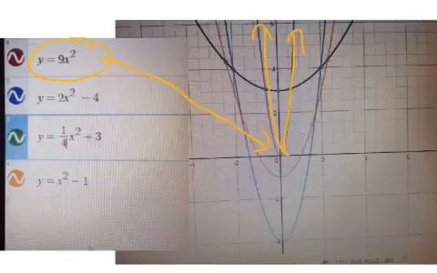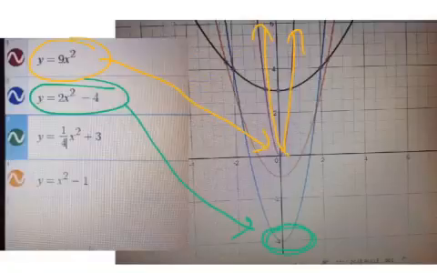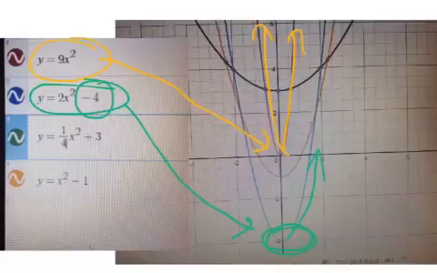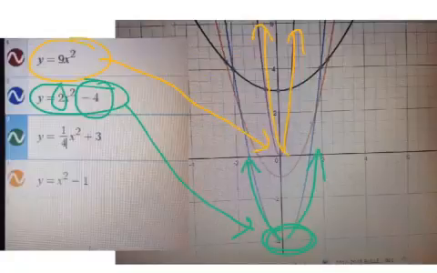Okay? Now likewise, follow the green this time. Look at the blue graph. The blue graph actually is down here. Now again, notice the vertex is at negative 4 again. Why? Because my function says minus 4 at the end. Notice also the blue graph is not quite as skinny as the gold, or I should say red graph that we started with, right? Why? Because it's only a 2x squared, not a 9x squared.